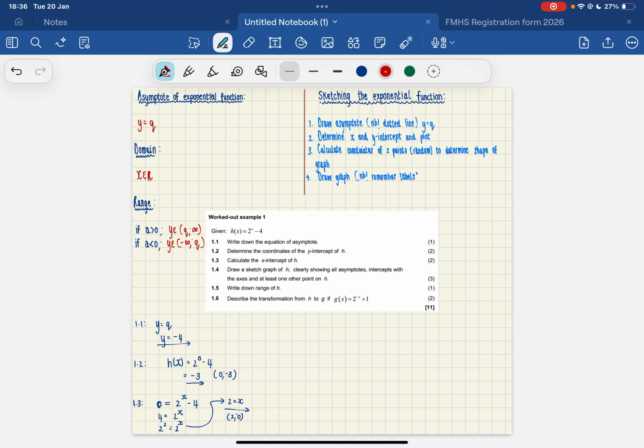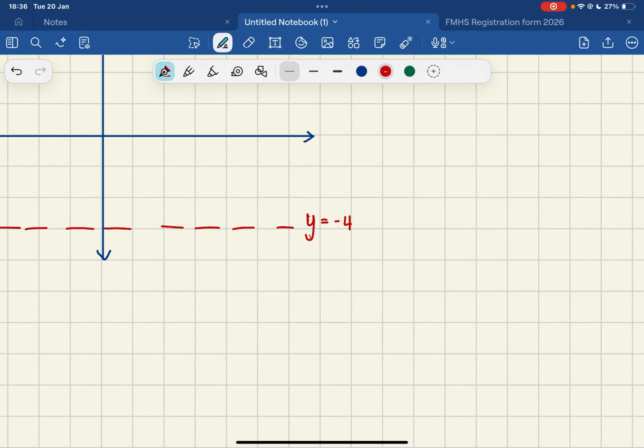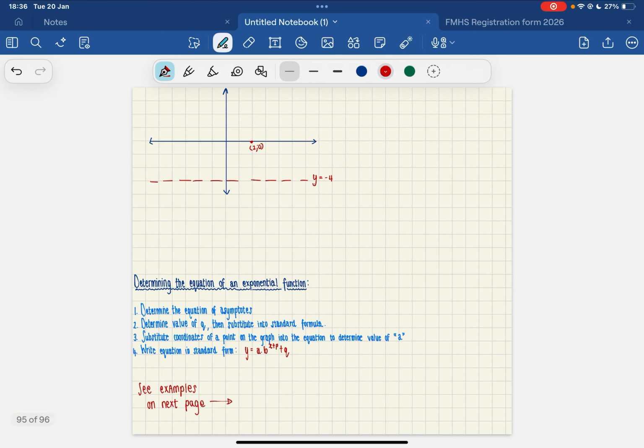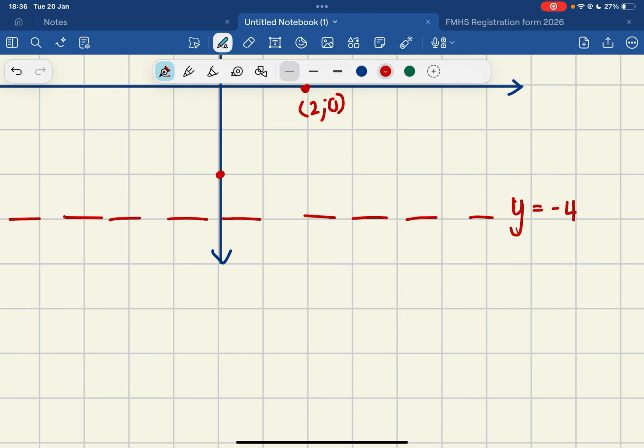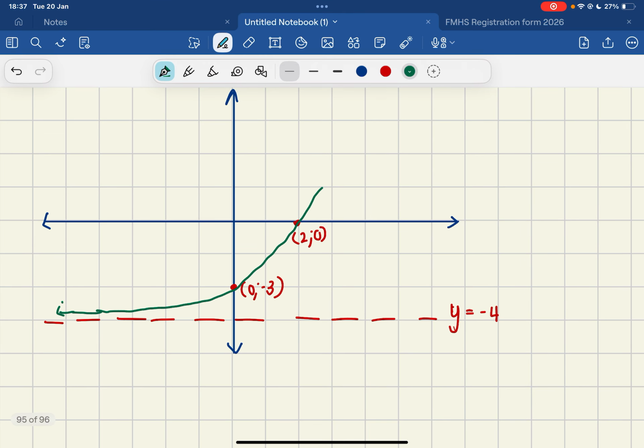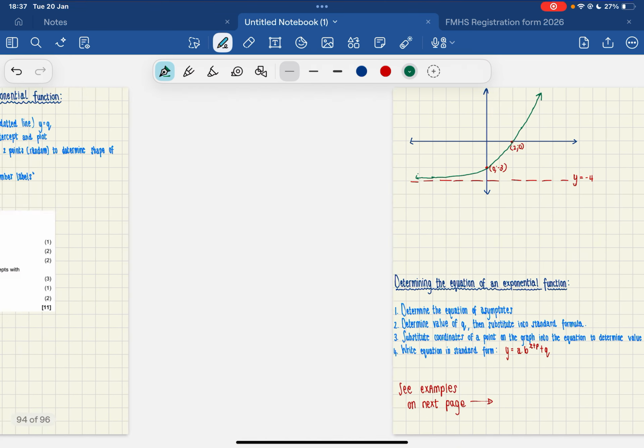Our x-intercept is (2, 0). And our y-intercept is (0, -3). And essentially this is the shape of our graph, boys and girls, as it nears that point, goes up, comes down. There we go.